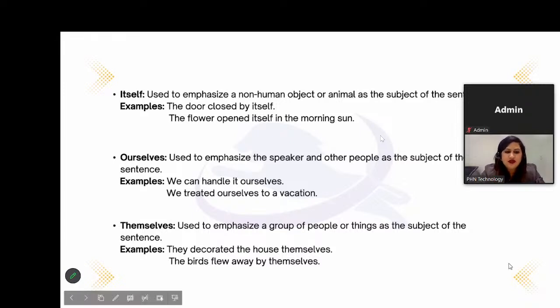Okay. Now, themselves. Themselves is used to emphasize a group of people or things as the subject of the sentence. For example, they decorated the house themselves. The birds flew away by themselves. Now, a group of people or things as the subject means when you're talking about someone other, like they are doing it themselves. She would be doing her work, they would be doing their work themselves. So this is what happens when you have a conversation about someone else.